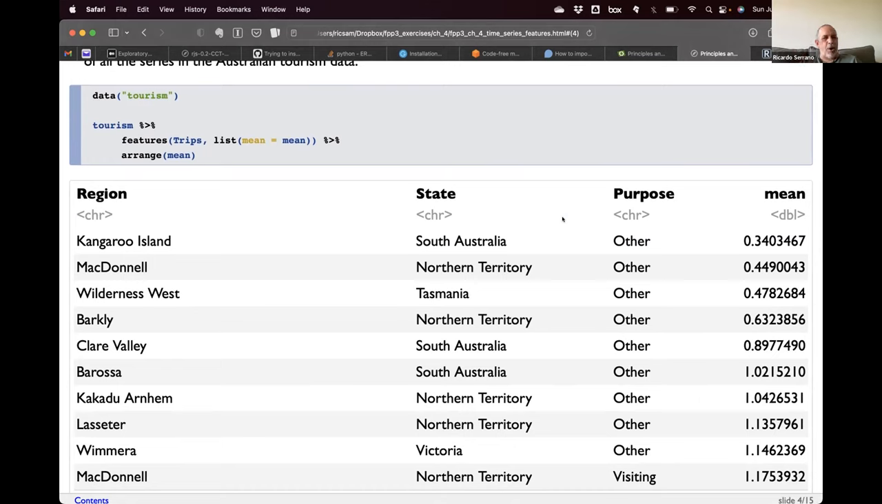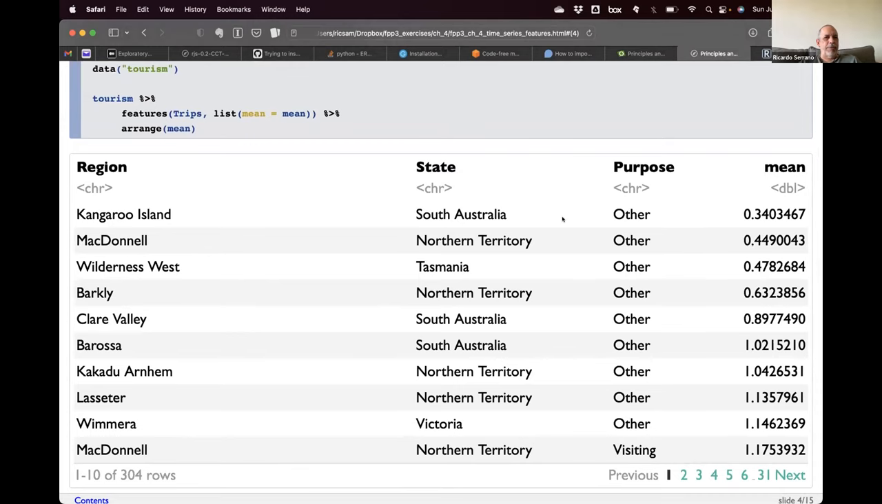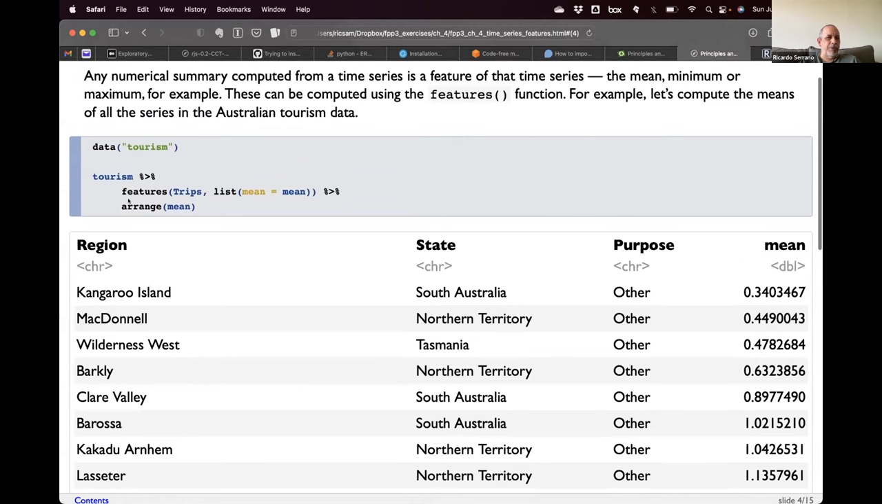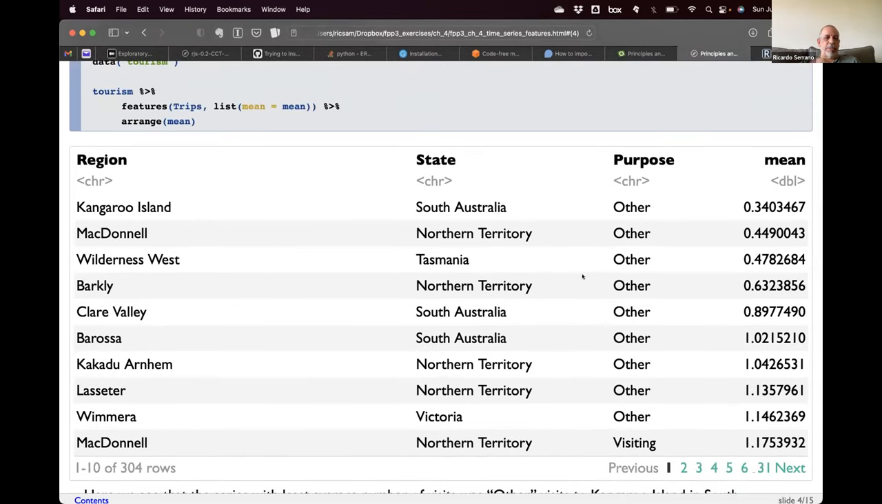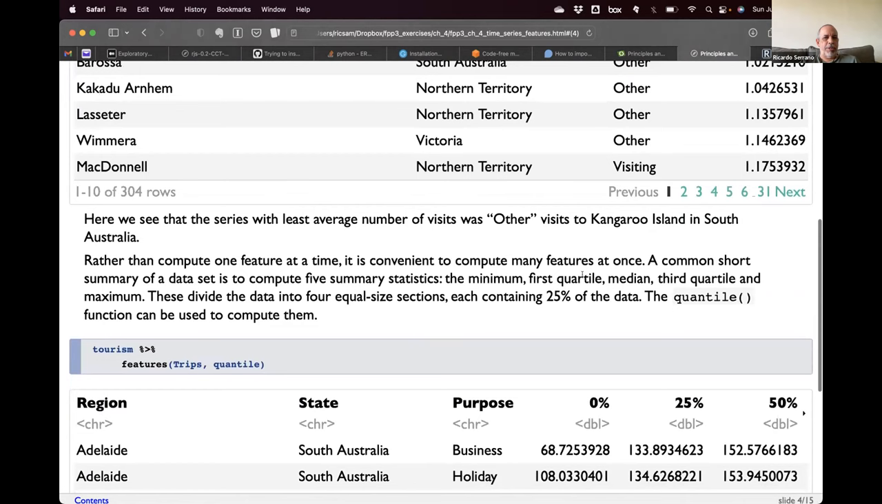And we're going to see that the author, Hyndman, uses this tourism data set very regularly, because there's a lot to unpack in this one. So for example, with that little script using the features function, the trips are the ones that have the values, the time series itself. If you don't subset it by any of the indices, which are the region, state, and purpose, in other words, you take the whole set of time series, and you list the mean and arrange it by the mean, then you'll have the mean for all those subsetted time series.